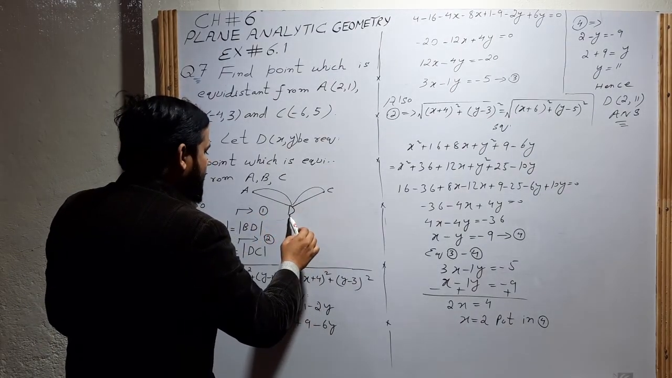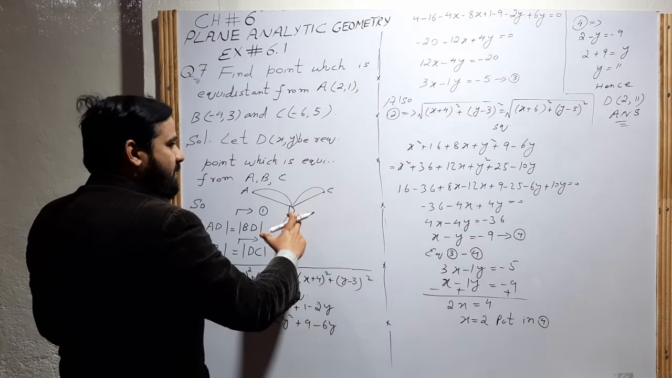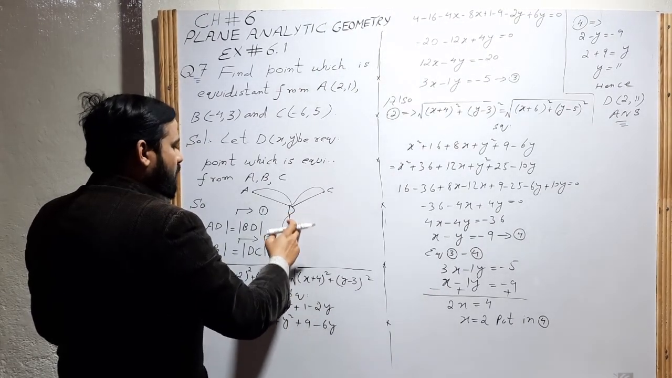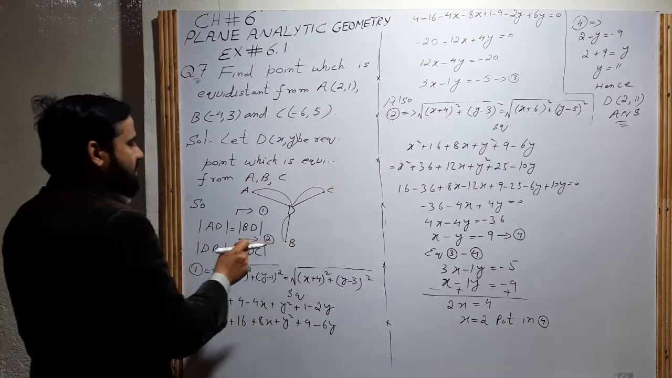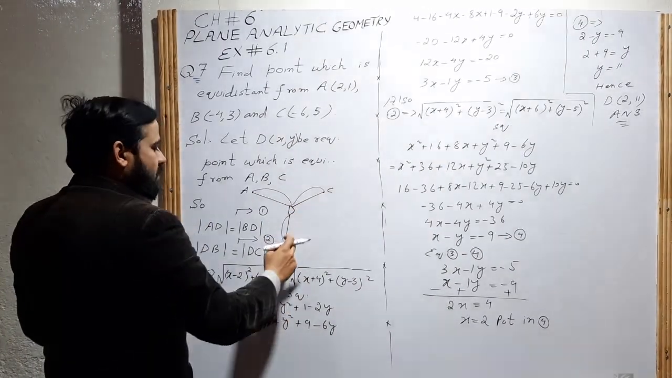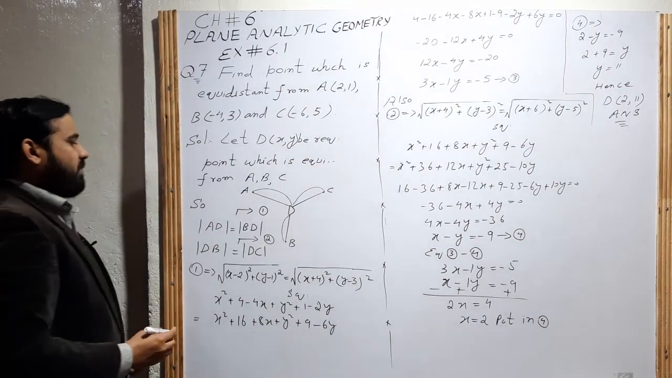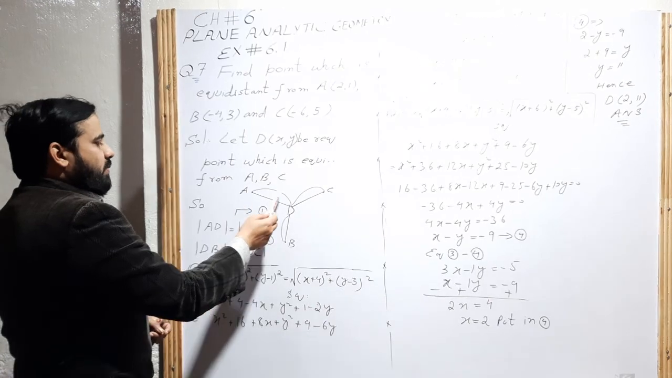D, from C, and from B. It means that AD is equal to DC because of equidistance. DC is equal to BD and AD. All these distances are equal. AD is equal to DC and DC is equal to BD and BD is equal to AD. So let D be the required point which is equidistant from A, B, C.